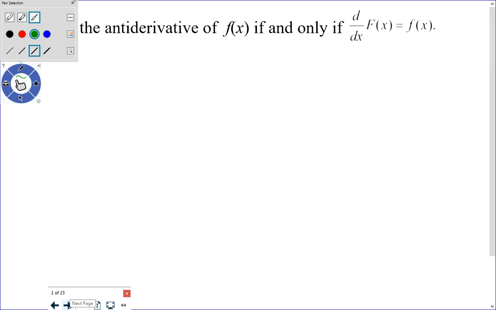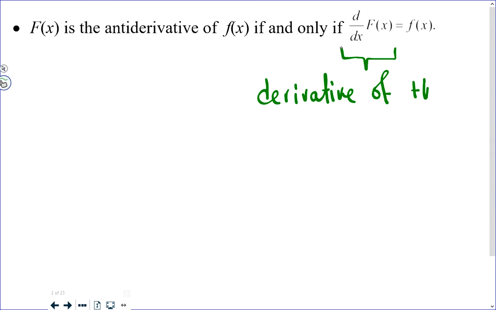this expression right here is saying the derivative of the antiderivative of the function.